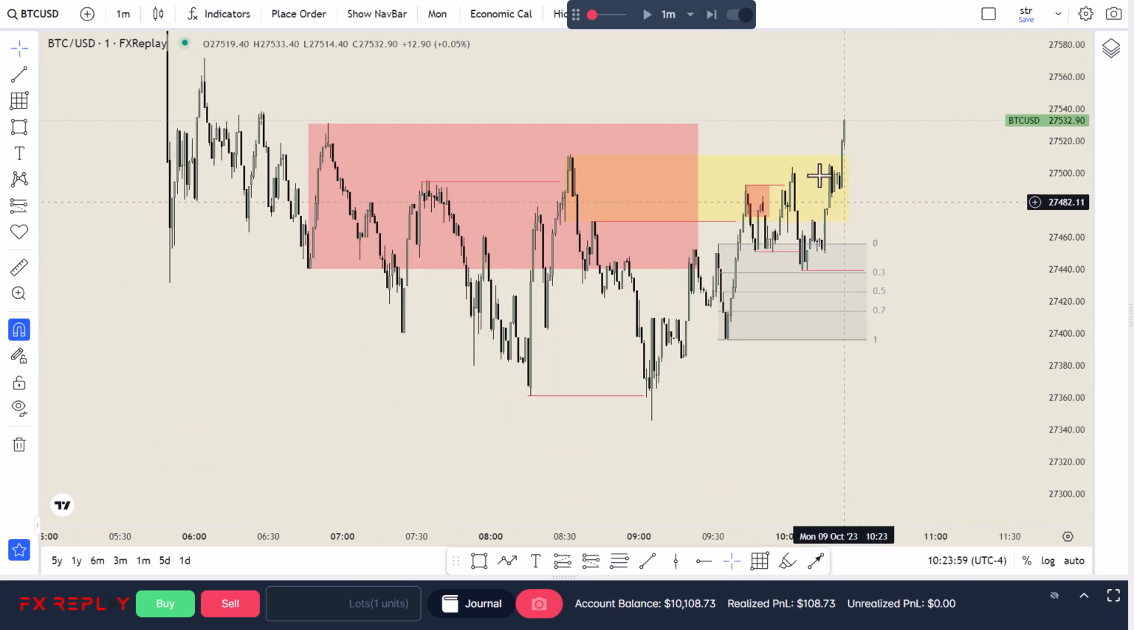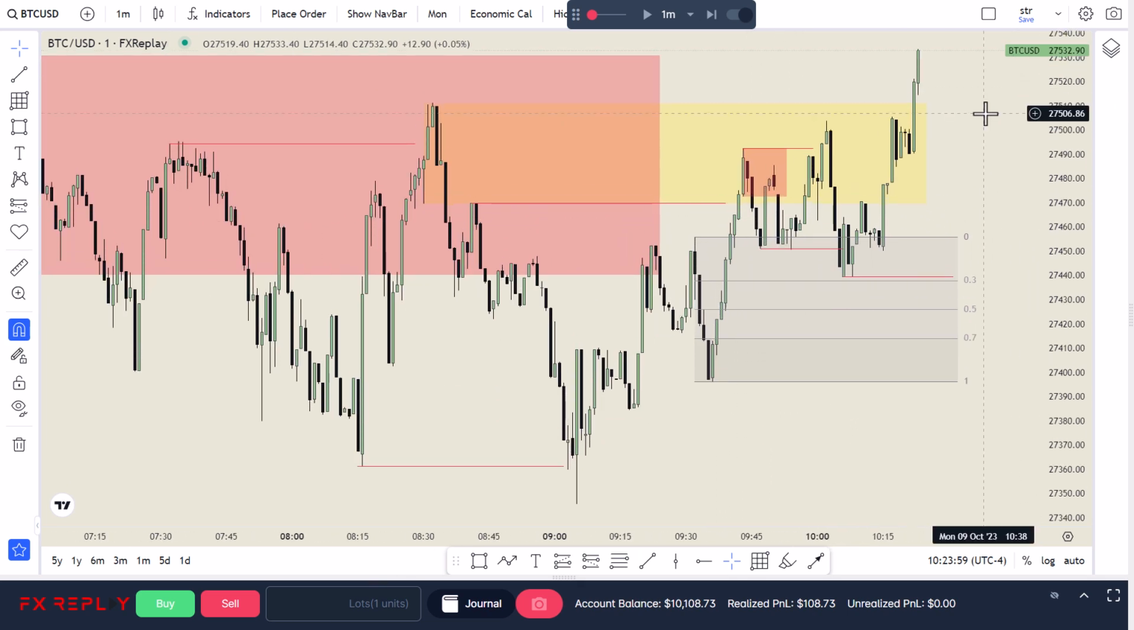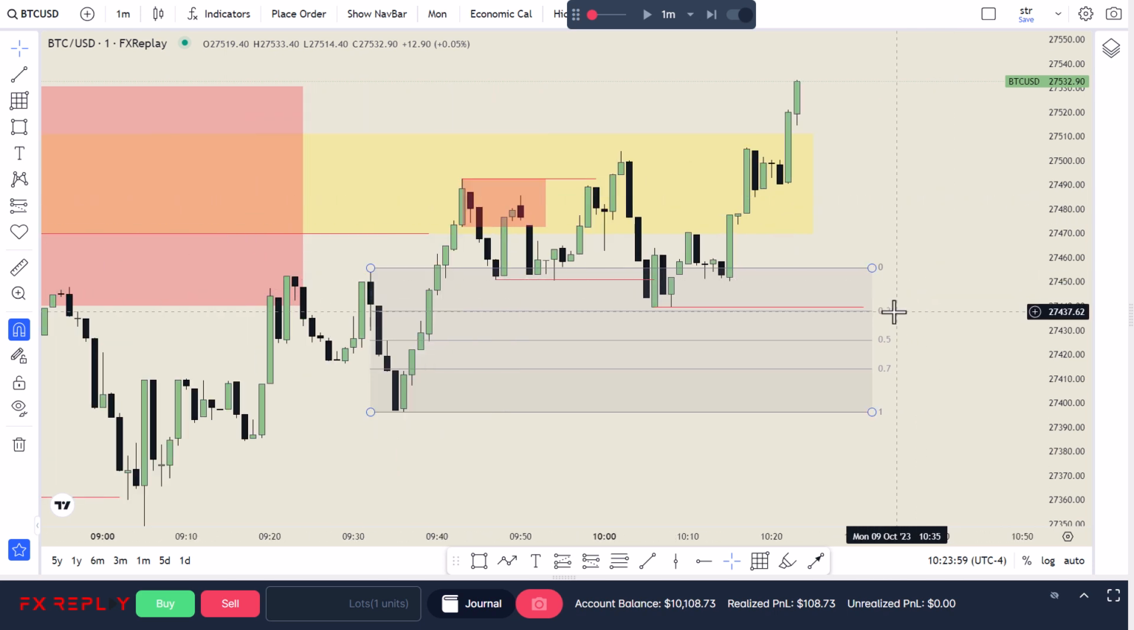All right, so as you can see, this was the pullback, right? We liquidate these lows. This is one more setup. So I usually wait for the 30%. I don't know if this is a problem with the price feed. Maybe price tapped into the 30% in another feed like Binance or KuCoin. I don't know. But we have the same setup right here.